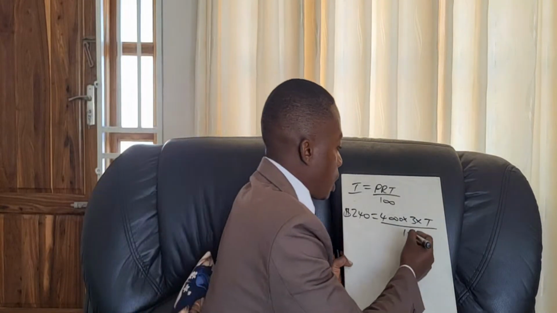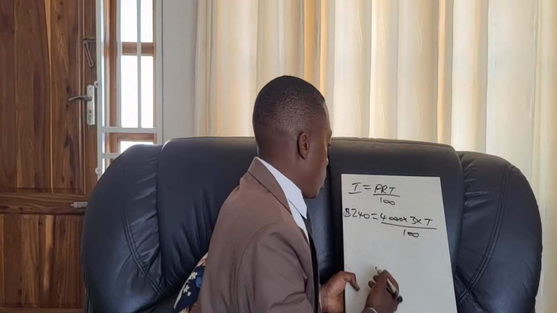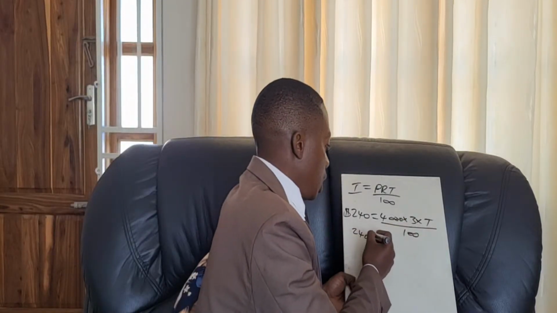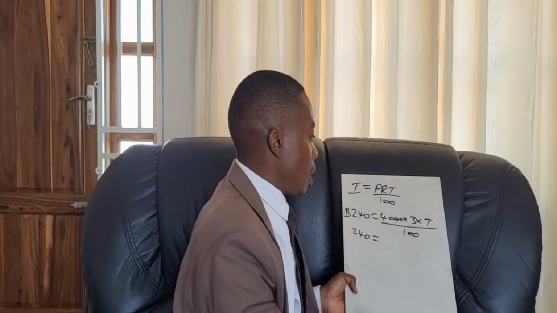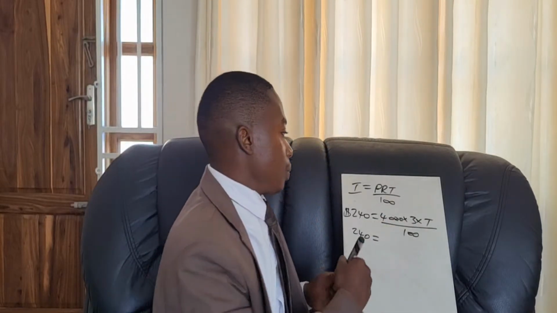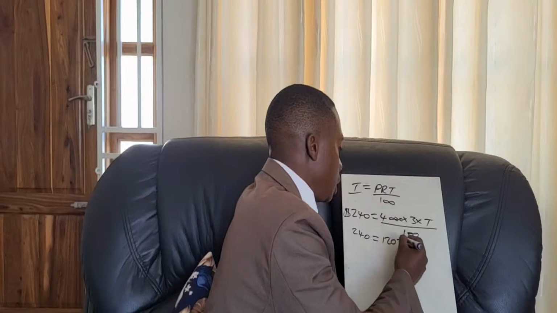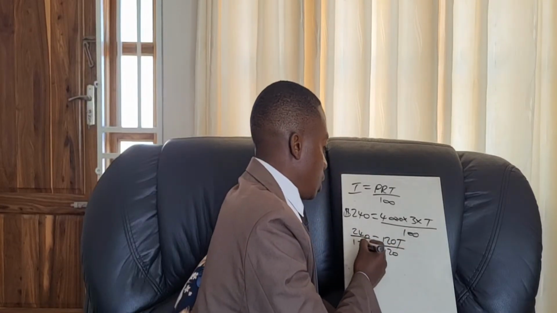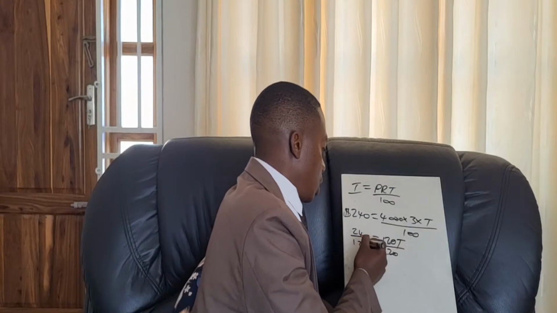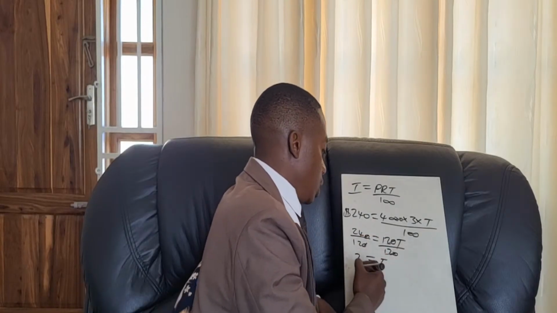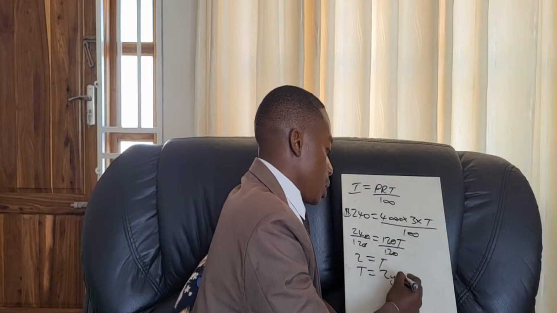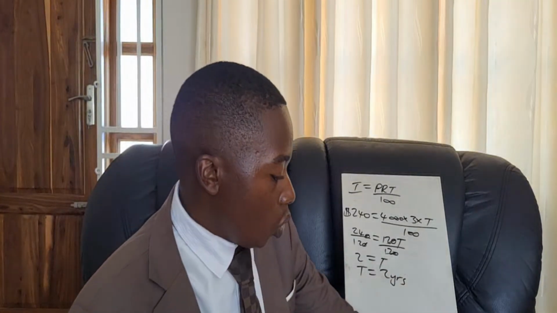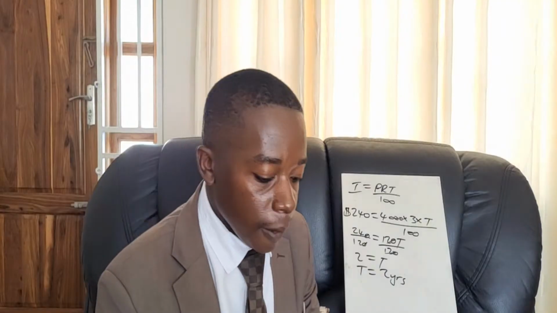So let's reduce. We can cancel these zeros and those zeros. So 240 is equivalent to 40 times 3 T, which is 120 T. We divide both sides by 120. So we cancel this to be 2. It means the time is equal to 2 years. That was the total time taken.